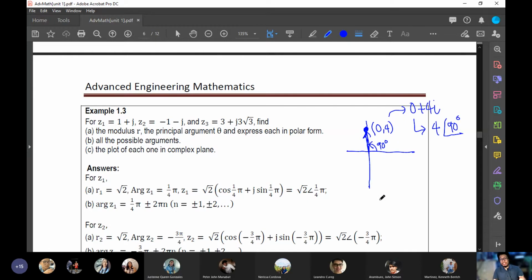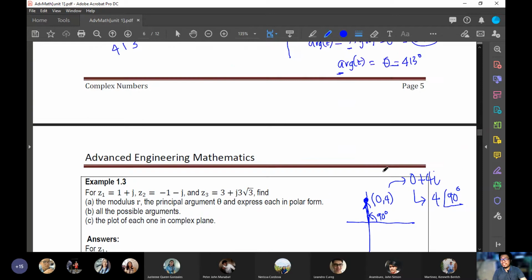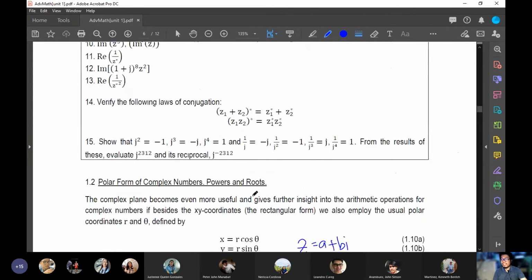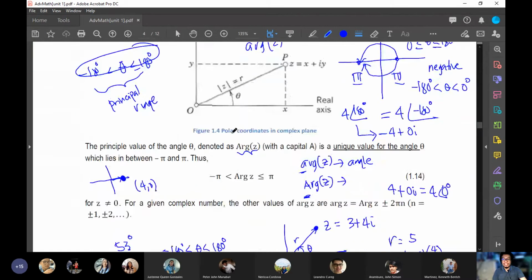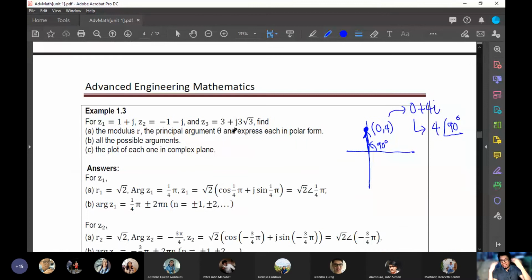Actually, more than using the formulas as presented here in this part, more than using those extensively, baka mas practical, or it might be more practical for you to actually locate or imagine the location of the point or of the number on a Cartesian plane, and then from there deduce the location.